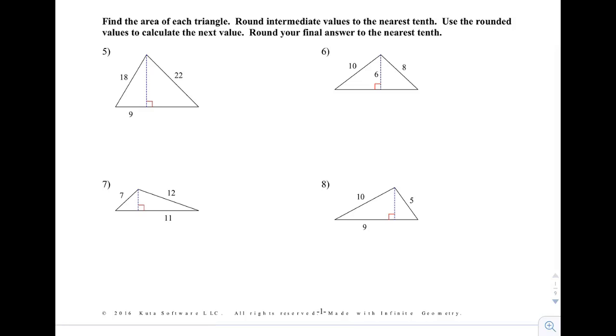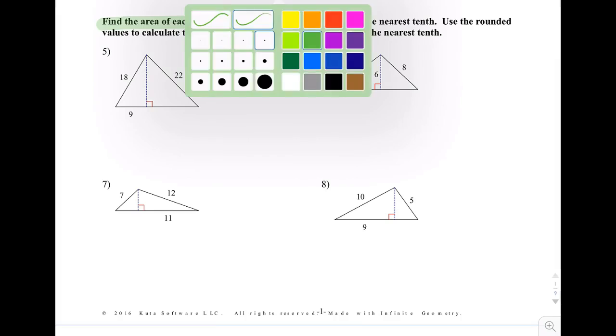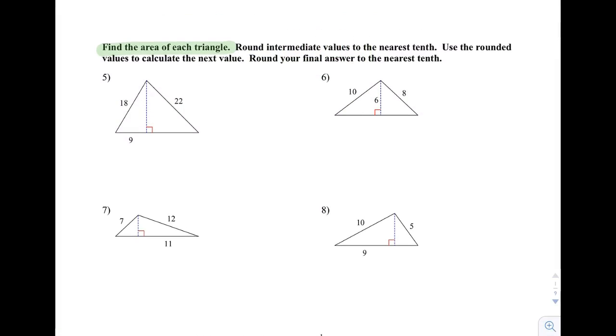In this next part, we're going to use the Pythagorean theorem to do something a little bit more advanced. In these problems, it says find the area of each triangle. Now, just starting with the basics here, area of a triangle is going to be 1/2 base times height.